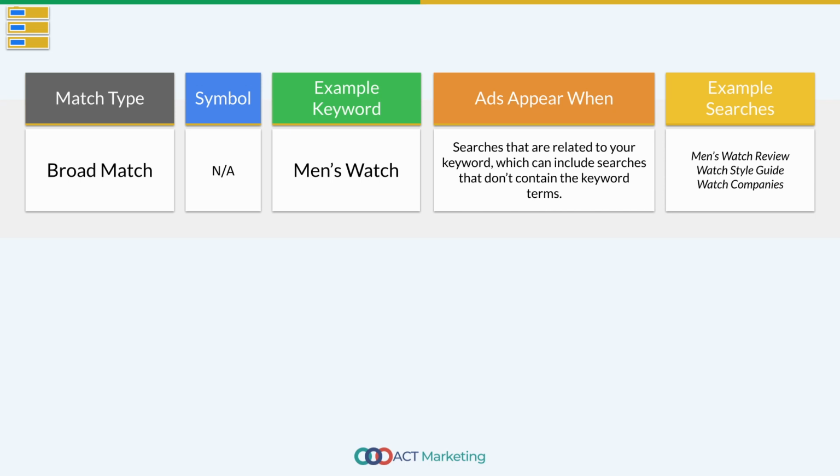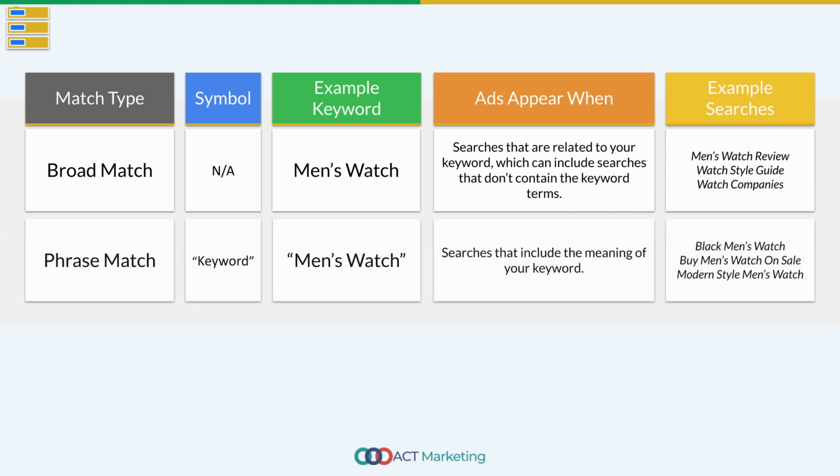And as you can see here, we could show up for men's watch review or style guides or just someone generally searching for different watch companies. And so Google's not only going to look for the phrases that we're using, men's watch, it's also going to look for things that are just remotely related to men's watch, which is why I recommend always starting with at least phrase match. So here we need men's watch in the actual search phrase.